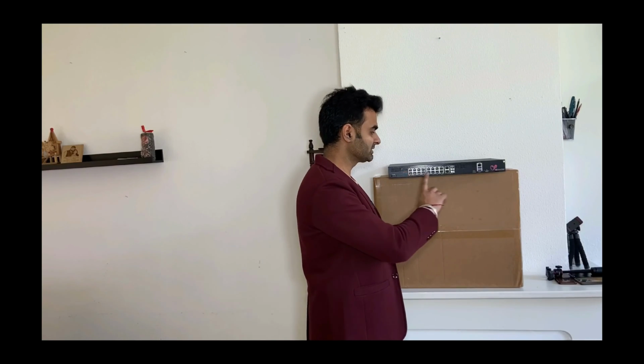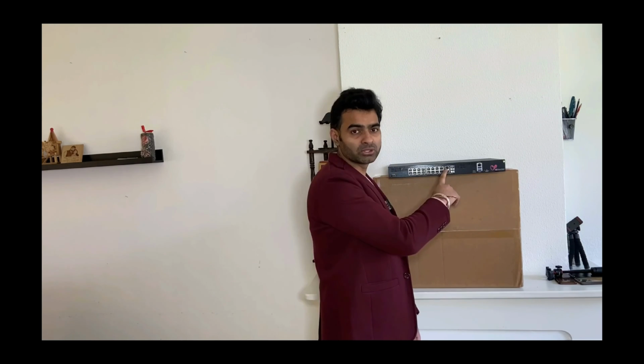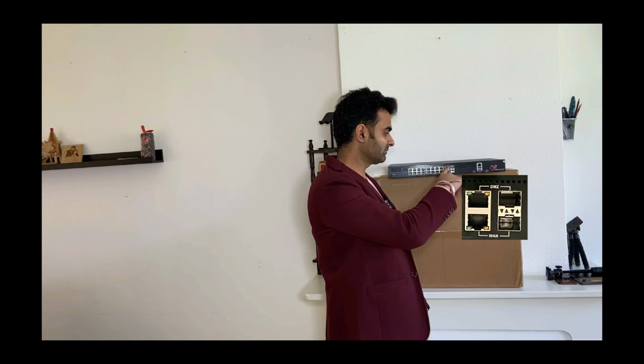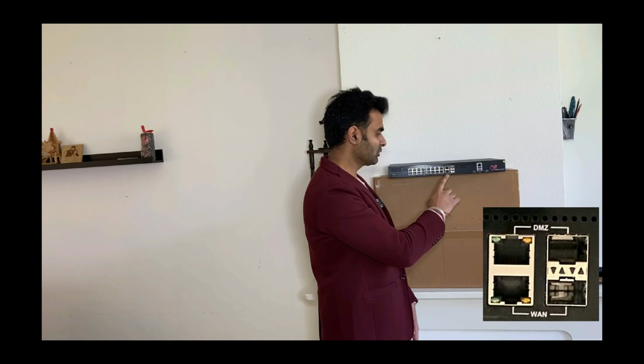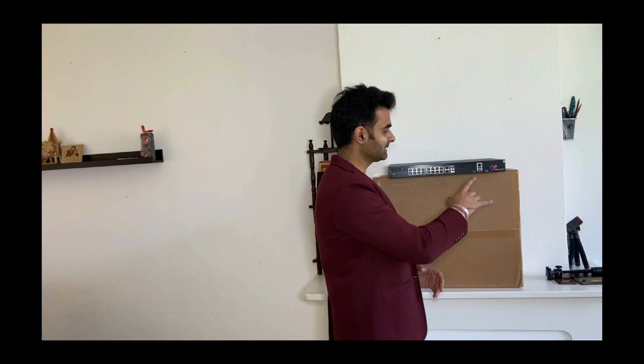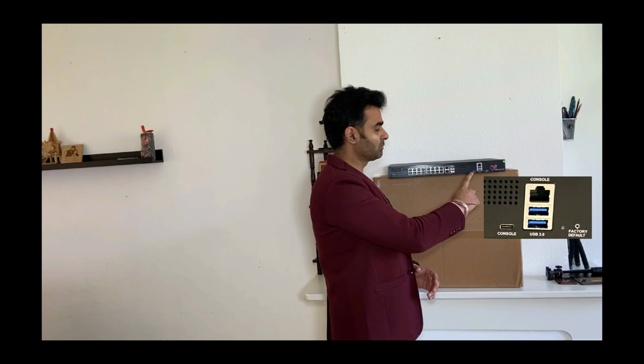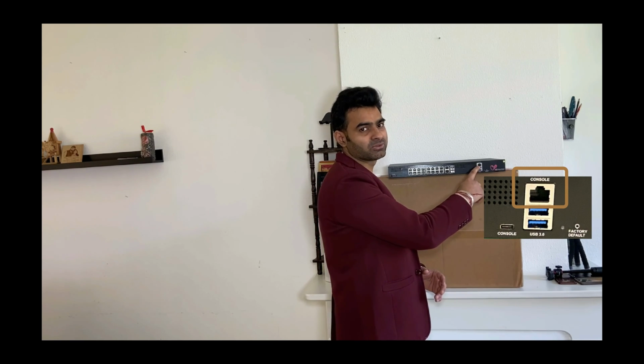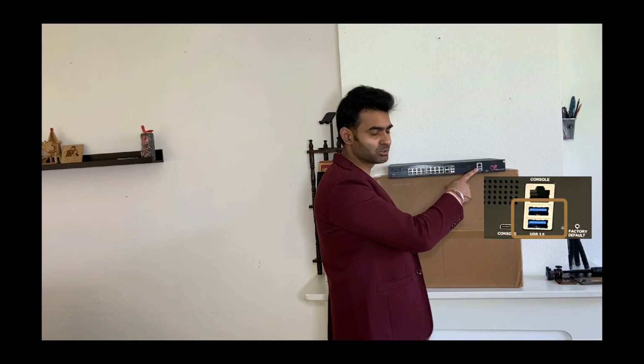In this device you got 16 ports which are RJ45 and the speed is 1 GB. For DMZ also you got one RJ45 and one SFP port. Same you got for the WAN, one RJ45 port and one port with SFP. You will not get SFP together with the box, so you need to buy that. I like this thing. They have given one Type-C console port and one port they have given RJ45. You got two USB 3.0 ports.